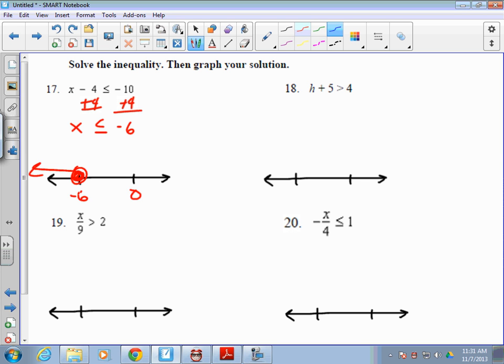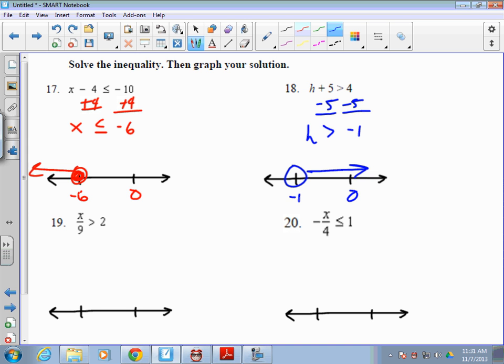Plus 5, undo that by subtracting it. Do it here as well. 4 minus 5 is negative 1. You don't reverse the symbol again because you're subtracting. It's just the subtraction property. Nothing about multiplication or division, nothing about negative numbers. So it's negative 1, so 0 and negative 1 again. Greater than means an open bubble since it's not or equal to, and everything that way.